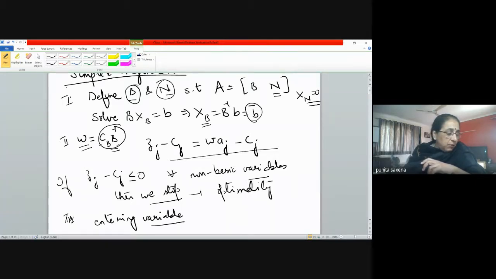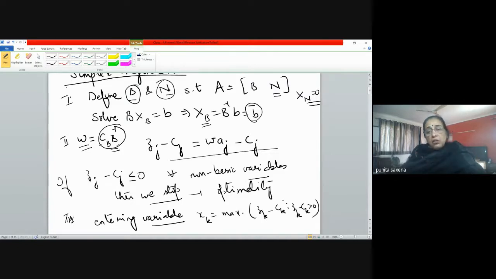We choose the entering variable. And how do we choose the entering variable? We choose xk to be the maximum of zk minus ck, such that zk minus ck is more than 0. All those zj minus cj, I'm now calling it k because I'm choosing that k. That means k will be that j for which zj minus cj is more than 0 and it is the maximum. So that particular non-basic variable becomes your entering variable. This is what we do.